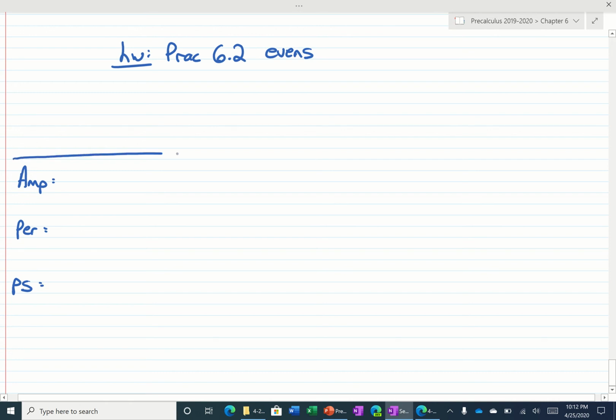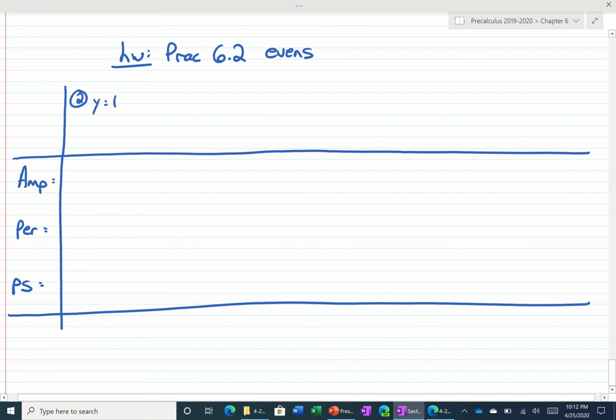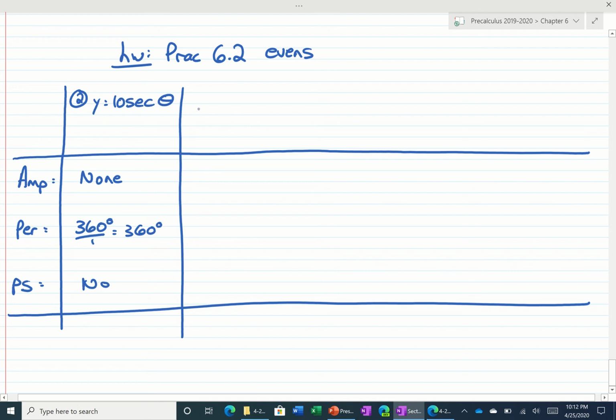So, let's see here, for number 2, it says y is equal to 10 times the secant of theta. Well, theta is by itself, so the amplitude is going to be none because it's not sine or cosine. The period of secant is 360 divided by 1, which is 360, and there's no phase shift.